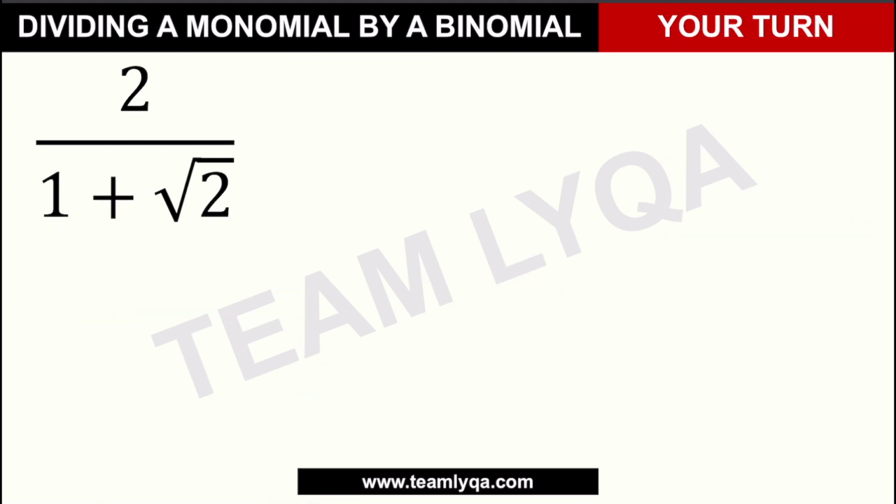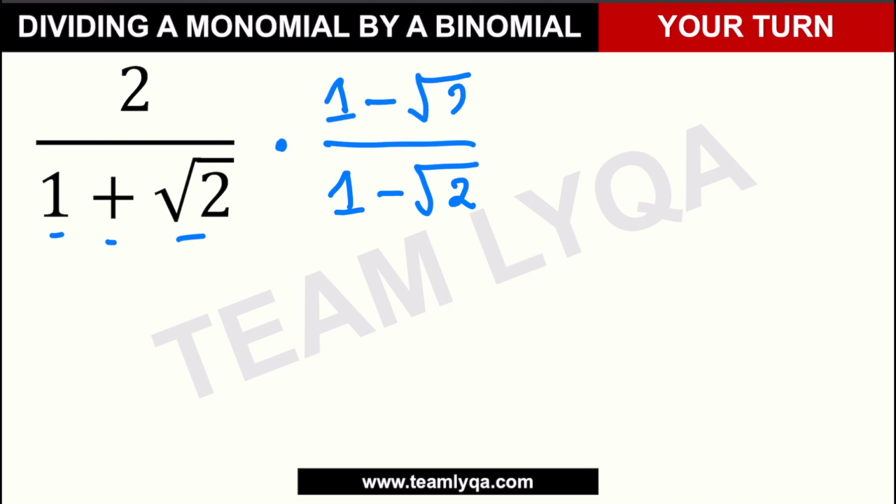Okay, so isolve na natin siya. Now again, instead of multiplying it by just the square root of 2 over square root of 2, dahil dalawa sila, binomial siya, gagawin natin yung conjugate ang imumultiply natin. At dahil plus ito, dapat yung imumultiply natin ay minus. 1 minus square root of 2. Gagawin din natin sa taas, 1 minus square root of 2.